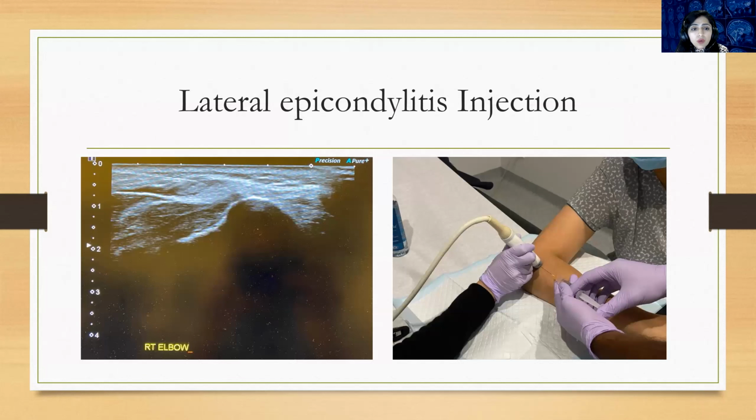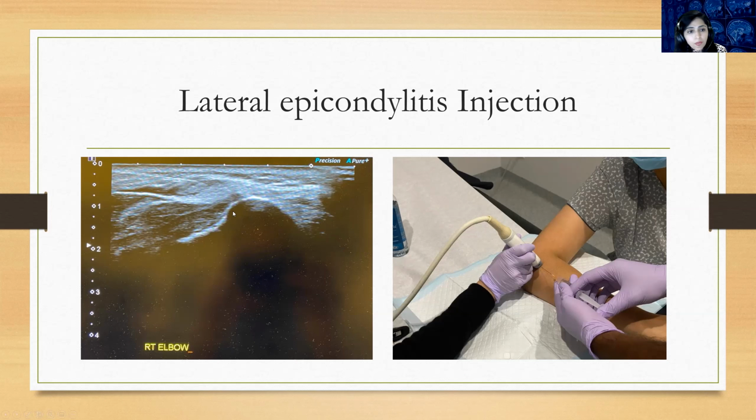Okay, so moving on to our injection around the elbow joint, lateral epicondylitis injection. This is again the best position for the lateral epicondylitis injection. That is the injection along the common extensor tendon, and we all know that the common extensor tendon is attached to the lateral humeral condyle. So the patient is sitting and putting the elbow on the table.